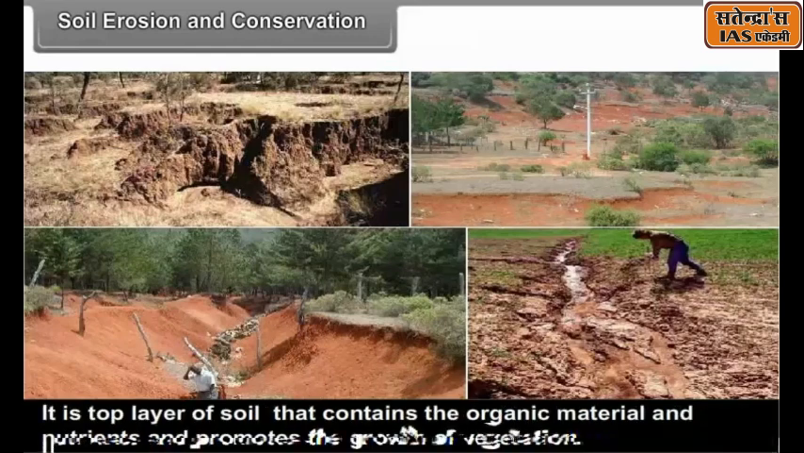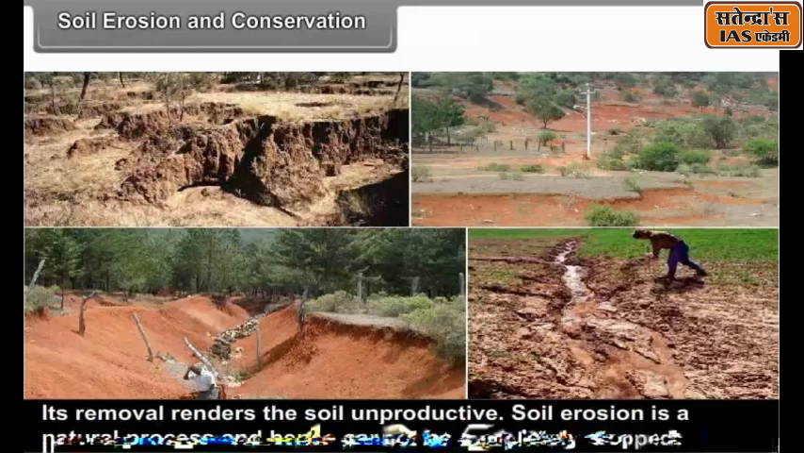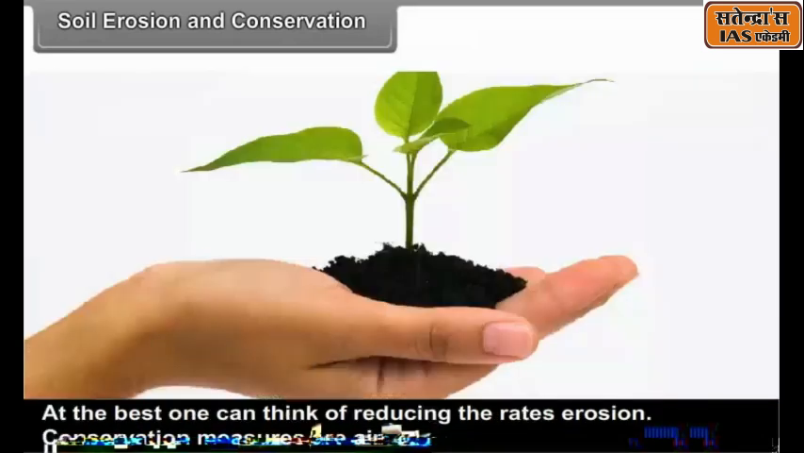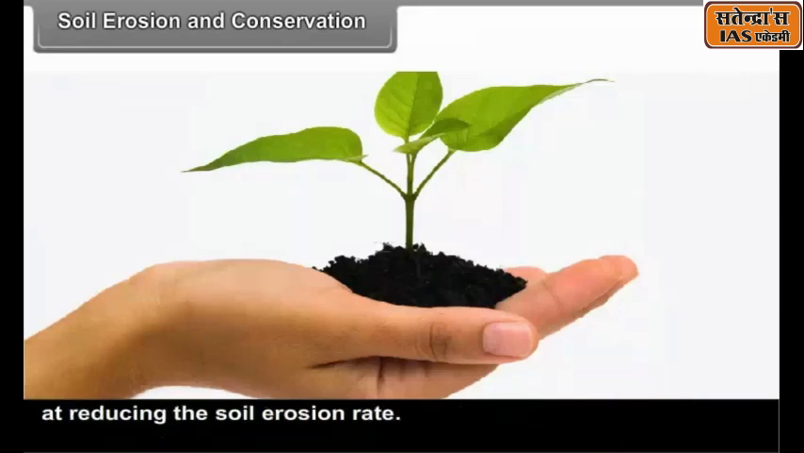It is the top layer of the soil that contains the organic matter and nutrients and promotes the growth of vegetation. Its removal renders the soil unproductive. Soil erosion is a natural process and hence cannot be completely stopped. At best, one can think of reducing the rates of erosion. Conservation measures are aimed at reducing the soil erosion rate.